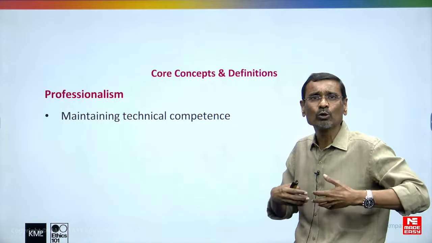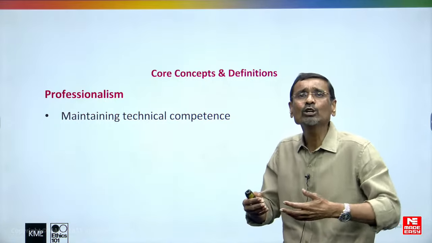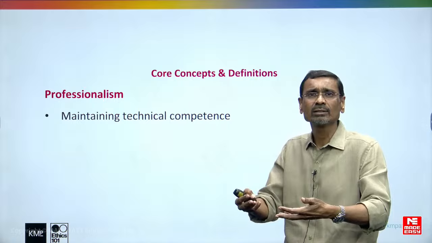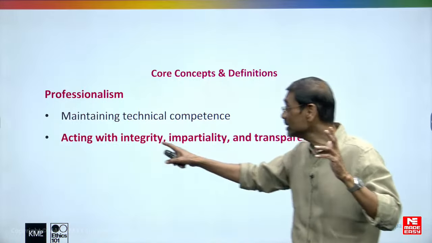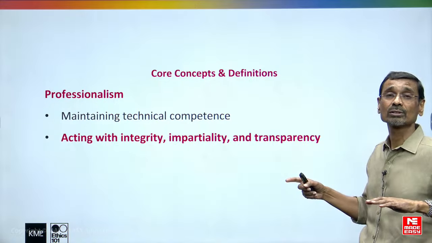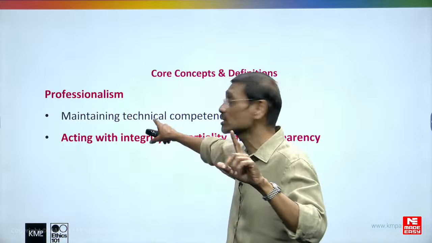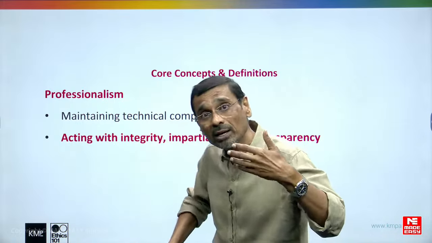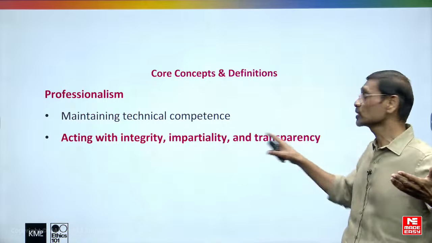And for you to be a good professional is about technical competency. You are there to make technical decisions. Technical competence. Second one, acting with integrity, impartial, trust. That's the second part, ethical values. So professionalism, the first thing I expect from you is this, technical. Second part is the character quality. Acting with integrity, impartial and transparency.